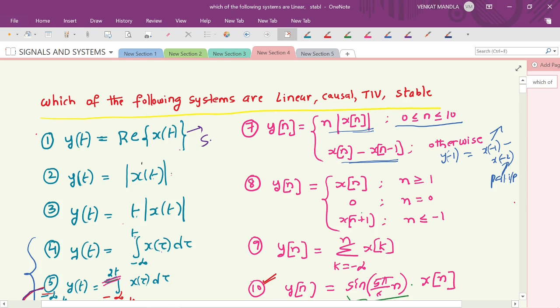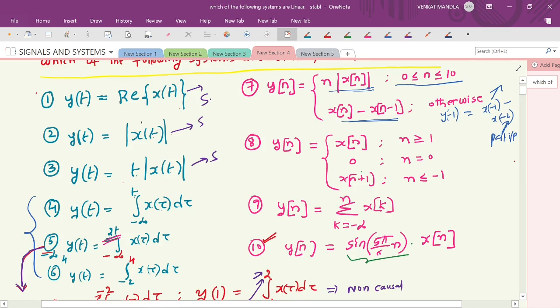And this one also, there is no memory. There are no past inputs. y[0], x[0], y[1], x[1], y[-1], x[-1], and so on. And this one also static. y(0), x(0), t into x(t). So y(0), 0 into x(0); y(1), 1 into x(1); y(2), 2 into x(2); y(-1), minus 1 into x(-1). So it all depends on x: y(0), x(0), y(1), x(1), and so on. So only depending on present inputs. There are no past inputs.